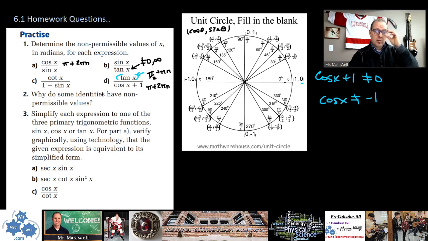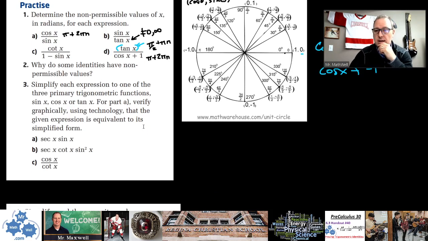Okay, number 3, simplify each expression to one of the 3 primary trig functions. This is going to be very important when we come to 6.3, which is the culmination really of all of this identity work. We're proving identities. One of the tactics is to change everything into sine or cos, and you'll be able to divide out things and simplify things. This is a very important skill, and really all you have to do is notice that secant is 1 over cosine, and sine squared is sine times sine, and so on.